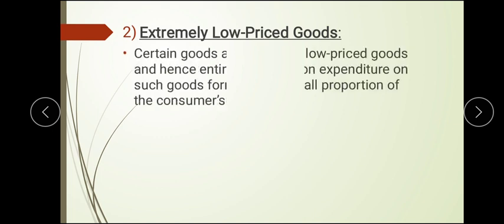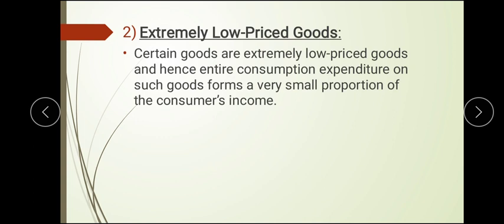Then after, the second type of goods is extremely low price goods. Now what are extremely low price goods? Certain goods have a very low price, and the total consumption expenditure on these goods is a very small proportion.